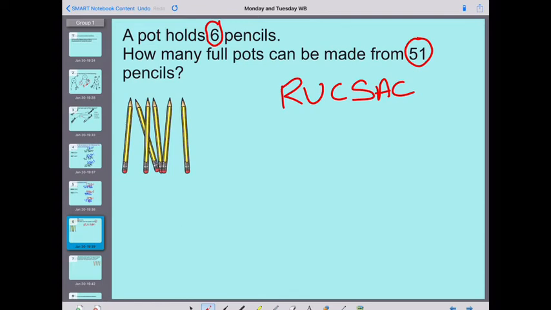So we know that we are dividing. We need to solve, then answer, and then check. Of course, I'm dividing, so I'm making my numbers smaller. I cannot try to divide 6 by 51, so that means I must be dividing 51 by 6. 6 is my divisor, the number that I'm dividing by.